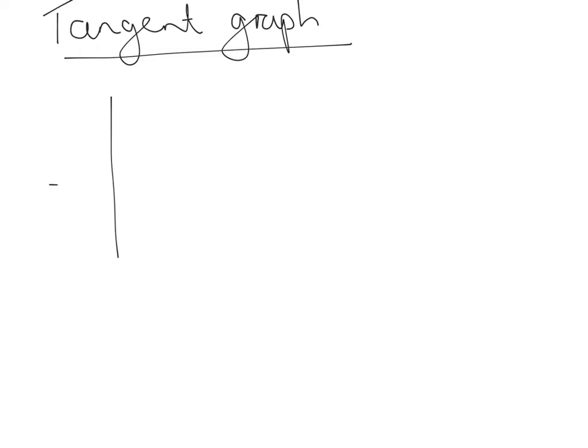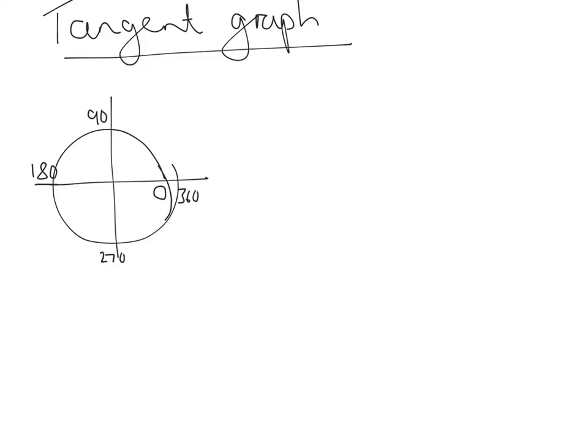So we'll start with this unit circle again. Not a very good circle there. So we've got 0, 90, 180, 270, and our 360. And again, we'll take 30-degree intervals.